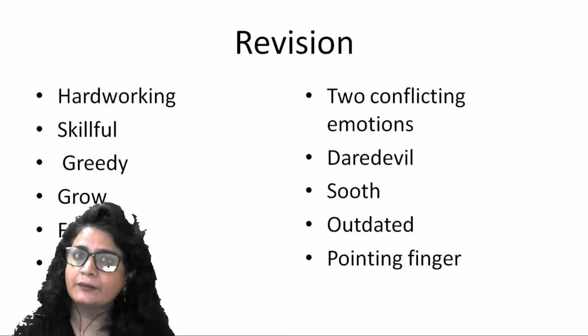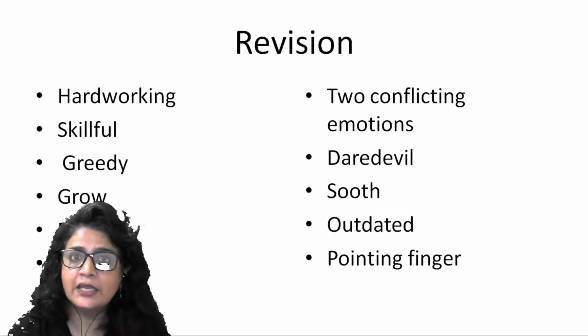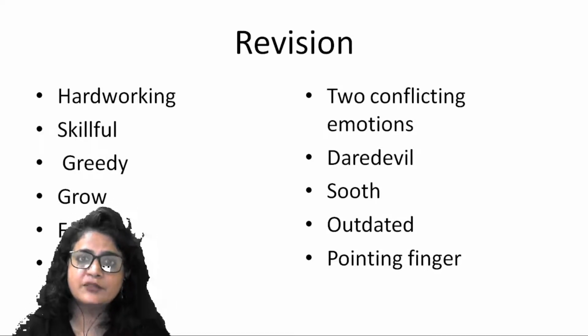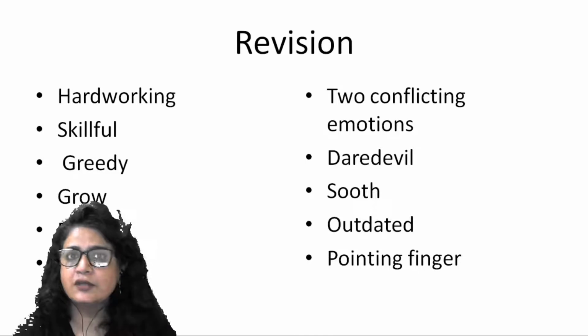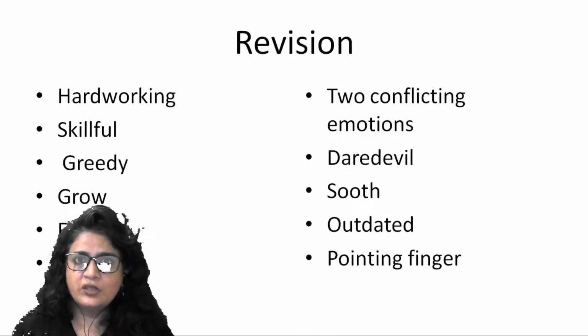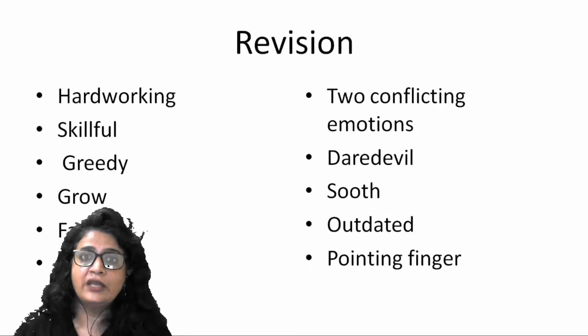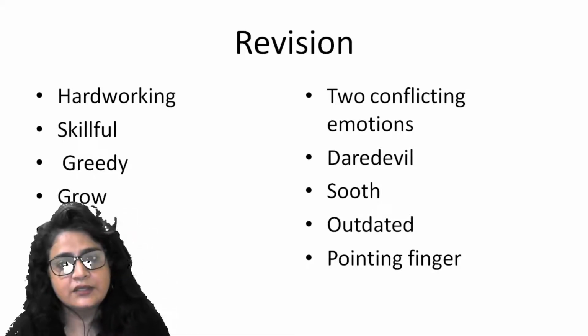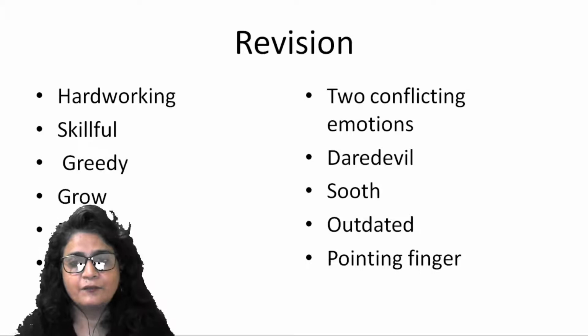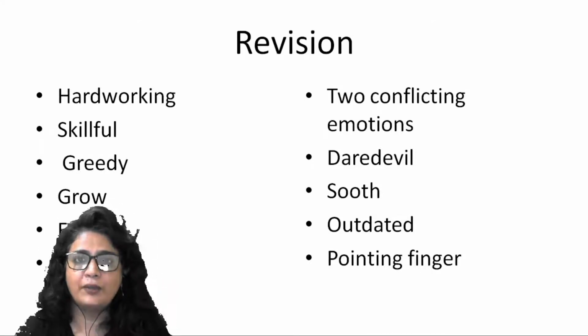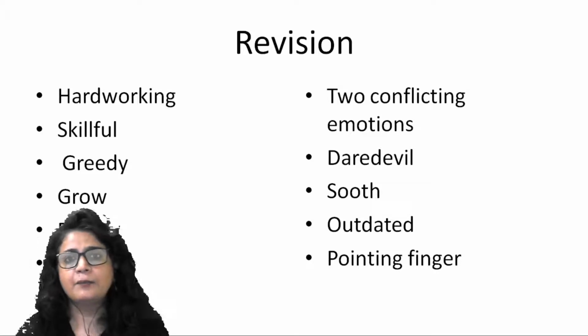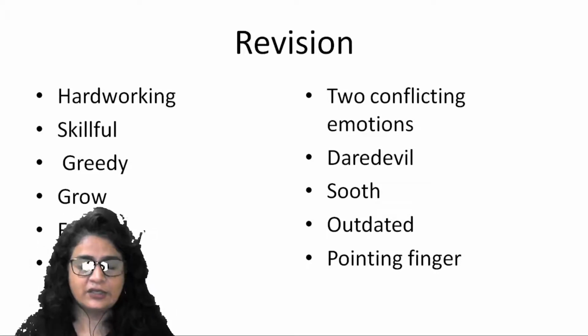Soothe is to allay, right? So allay, mitigate, alleviate is to calm somebody down, to ease somebody down. Outdated is anachronistic, right? So something which does not fit with the time, something which is not fitting as per the time, that is outdated and anachronistic. Pointing finger at each other, the word was carping. Carping or carp as a verb, carping as an adjective.